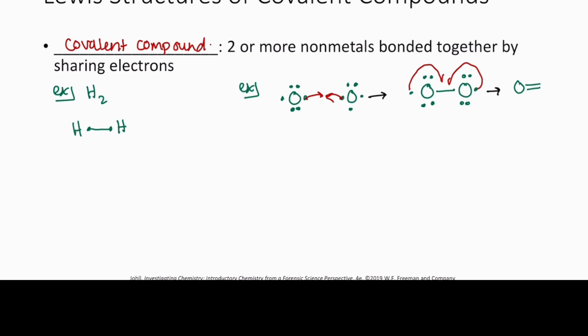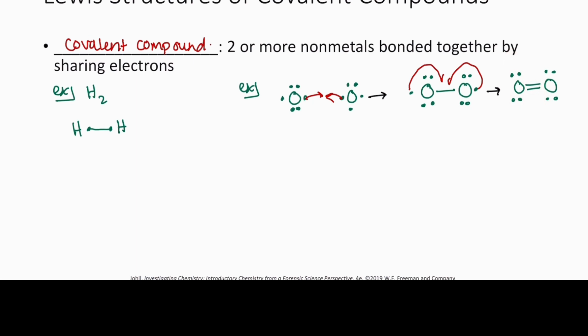So now I'll draw two lines between my oxygens. Remember, each line is two electrons. So when I check my octet rule, I have two electrons here, two electrons here. But now since I have two bonds drawn, I have a total of 4. So 2 electrons here, 2 electrons here, but 4 here for a total of 8.